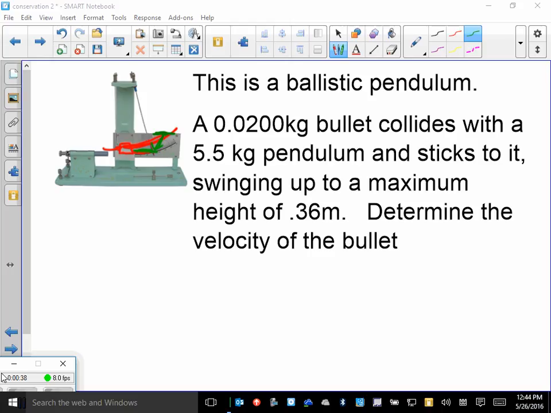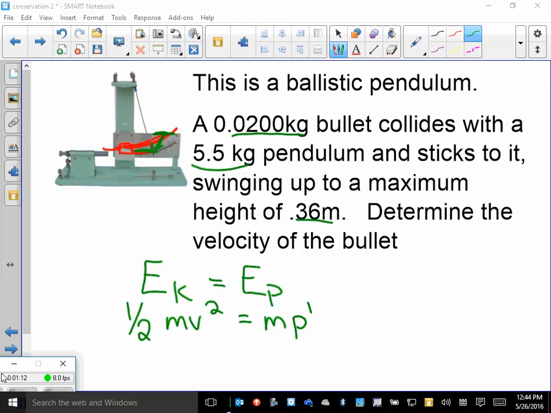Okay, so we have a 0.02 kilogram bullet. The pendulum is 5.5 kilograms. It sticks together, and there's a maximum height of 0.36. Determine the velocity. Okay, so first, let's look at conservation of energy. Kinetic energy, the energy of motion, is going to be converted into potential energy, or the energy of position. So looking on our formula sheet, Ek is 1/2 mv squared, and potential energy is mgh.